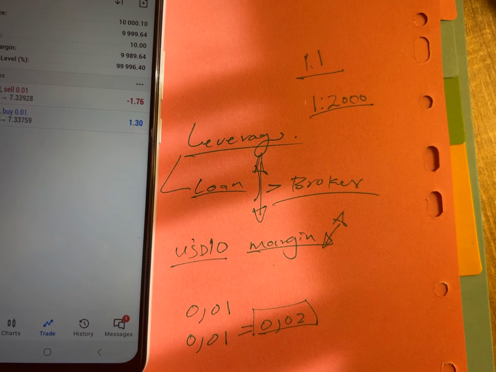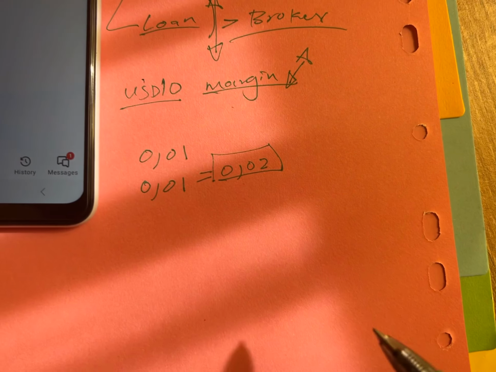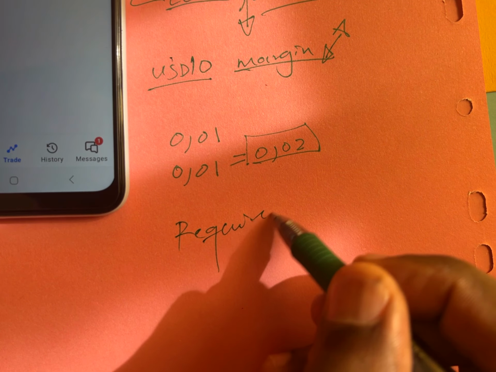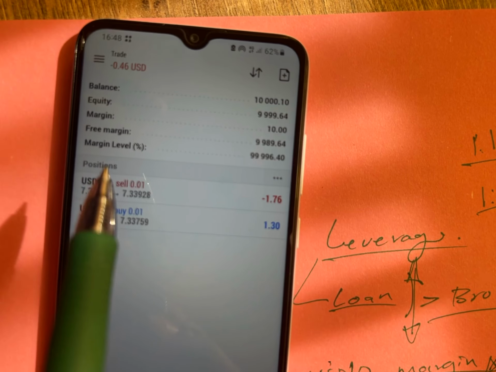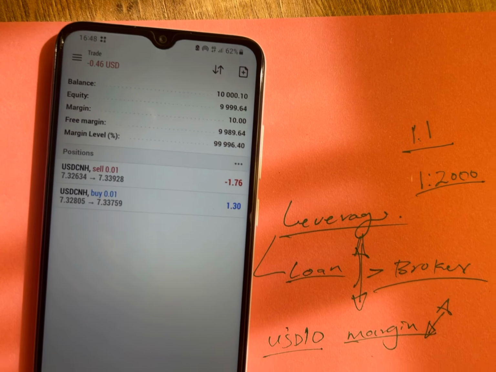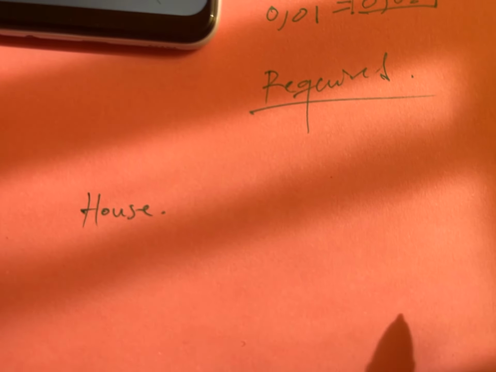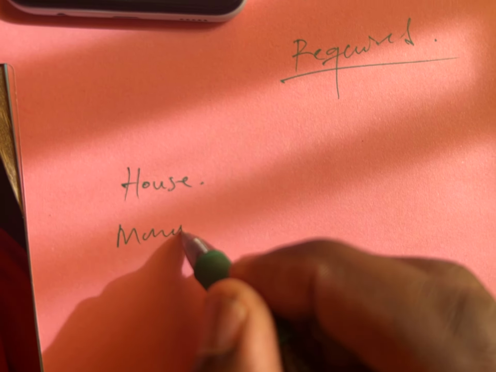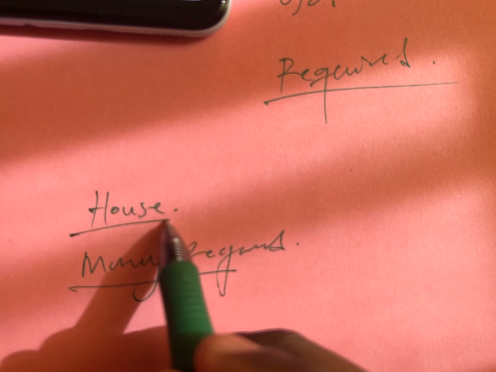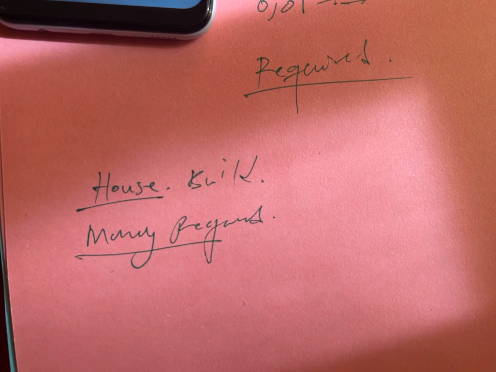Now, on the leverage, it simply means that we're going to divide the money that is required. There's money required to trade this asset. It's like when you want to build a house. There is money required to build the house.